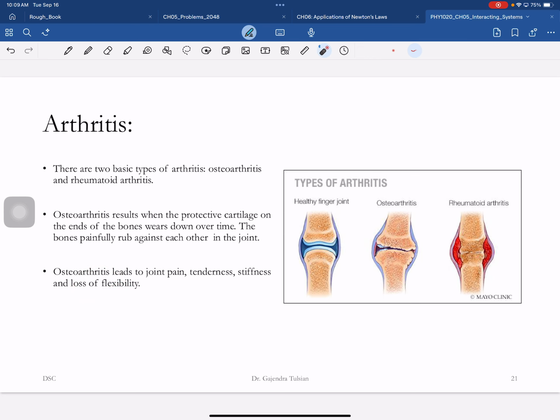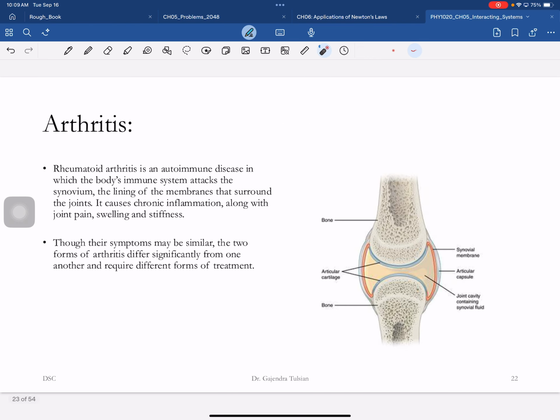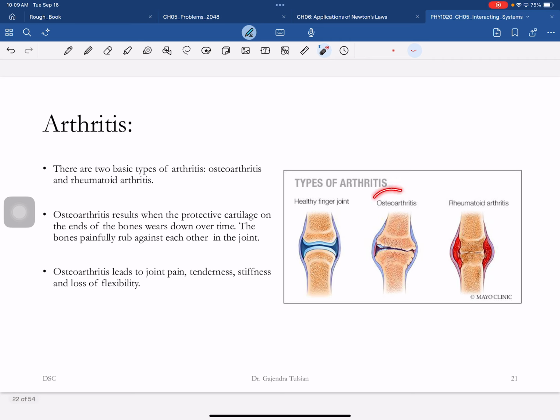Rheumatoid arthritis is slightly different, even though the symptoms are the same. Rheumatoid arthritis is an autoimmune disease in which the body's immune system attacks the synovium, the lining of the membrane that surrounds the joint. So here's the joint. It causes chronic inflammation along with joint pain and swelling. So rheumatoid arthritis and osteoarthritis are different. Again, the result is higher friction, which causes pain.